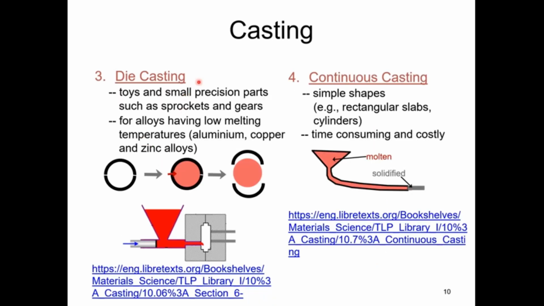In die casting, the liquid metal is forced into a mold under pressure and at a relatively high velocity and allowed to solidify with the pressure maintained. A two-piece permanent steel mold is employed. When clamped together, the two pieces form the desired shape. When complete solidification has been achieved, the die pieces or the mold are opened and the cast piece is ejected.